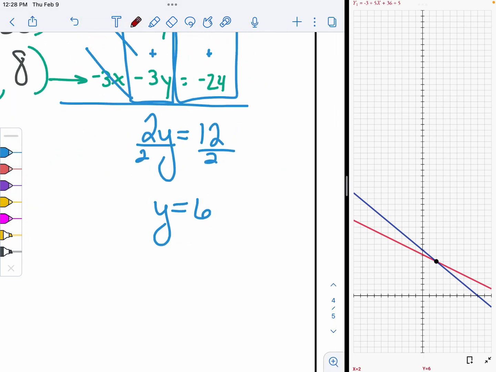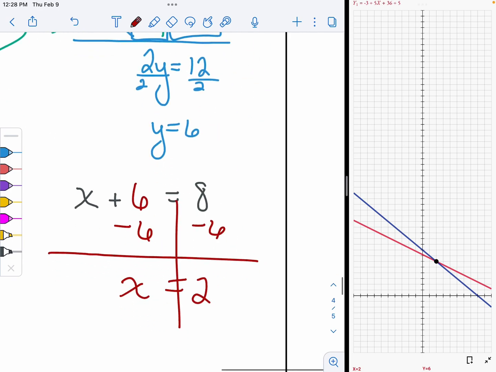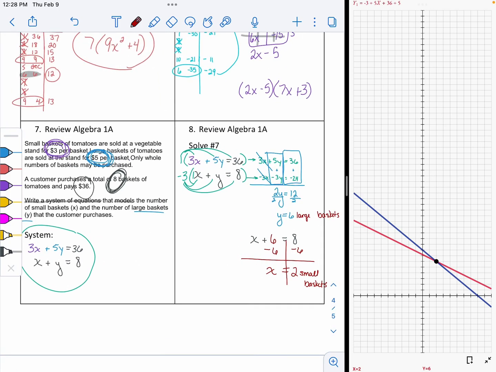Now let's do x. Where in the world do we go for x? Well, you can go anywhere. I would highly encourage you to use this equation here that I'm duplicating. The reason is because it's easy. So take out the y, replace it with the 6, and now solve for x. Take away that 6 to get x by itself. X is 2. So you remember, y is the 6 large baskets, and x is the 2 small baskets. Look back over, and sure enough, they did indicate to us that small was x and large was y. And that's a cute little review for you of Algebra 1.